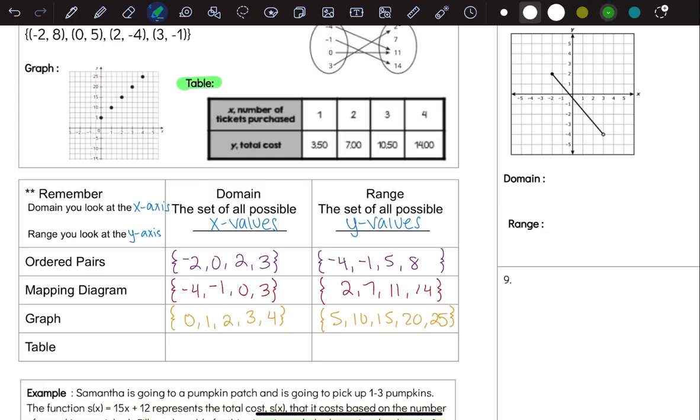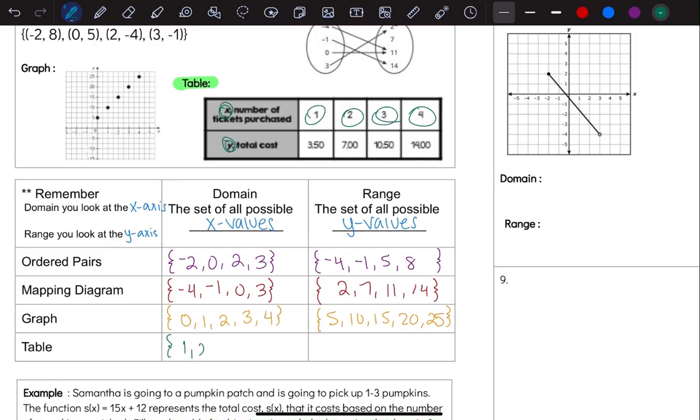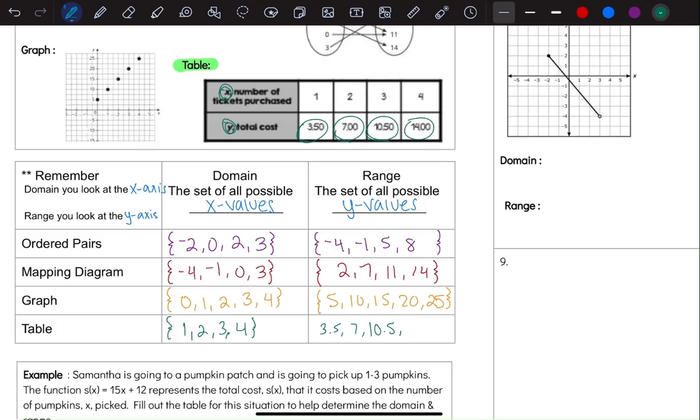Now we'll do the last representation, which is a table. For the table, we have our x values and our y values. Our x values are 1, 2, 3, and 4. We're going to write those in the domain section in order from least to greatest, 1, 2, 3, 4. And then our range is the y values, also written from least to greatest: 3.5, 7, 10.5, and 14.